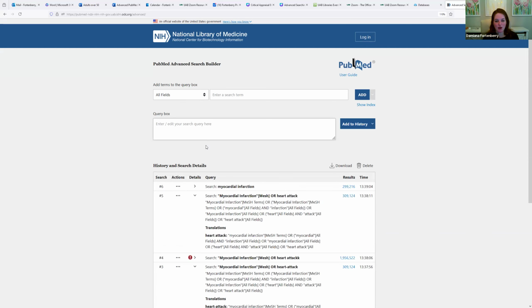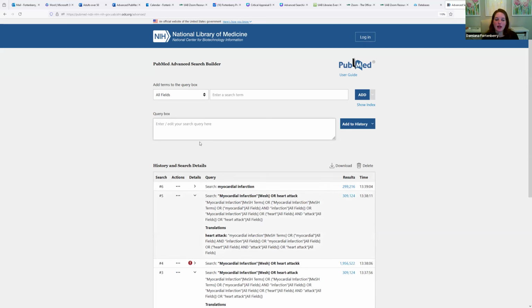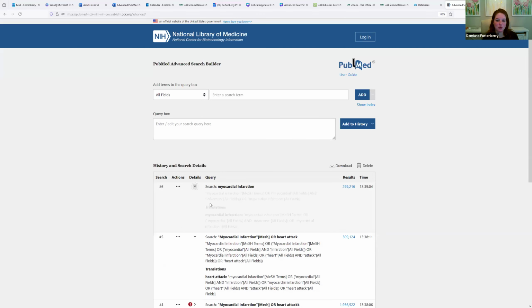I always want to say myocardial infarction as well. So I didn't put MeSH next to this term, but it tried to map it to a MeSH term anyway. That's automatic term mapping. It's going to try to find the appropriate MeSH term, which can be really helpful, but it can also be really problematic. I can't even give an example off the top of my head, but there have been times where it will map to something that is not quite what you want to find if you're doing the research.